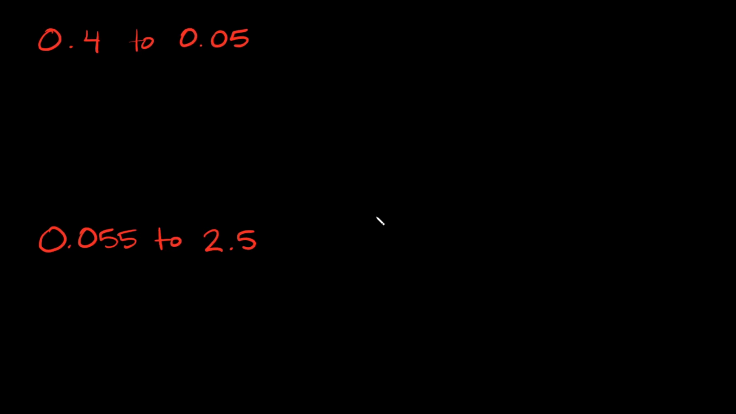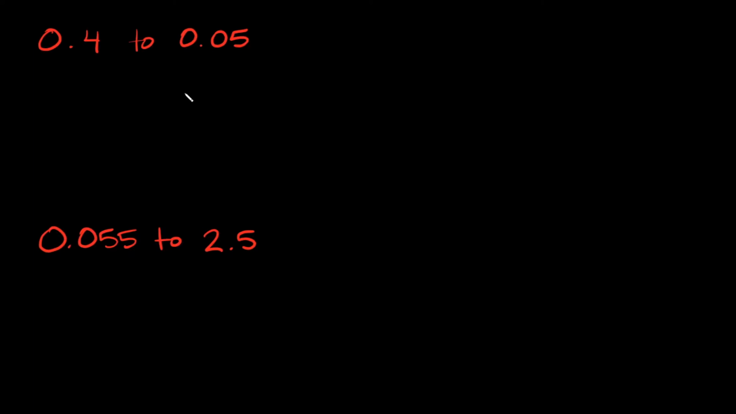So in this video, I'm going to teach you how to convert decimal ratios to a fraction that has whole numbers. As you can see, I've got a couple examples here. Let's start with the first one on the top: 0.4 to 0.05. That's my ratio, right? How do I convert this into a fraction?